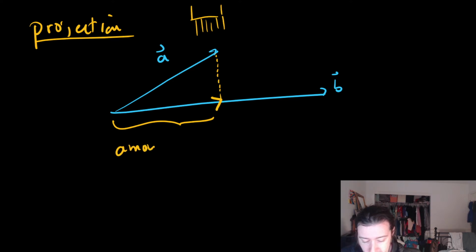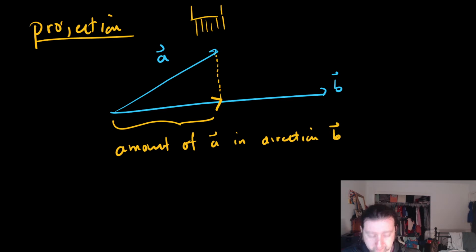So one way of thinking about this is the amount of A in the direction B. And it's a scalar. It's a number. That's what we mean by a scalar projection. So the scalar projection in some sense measures the length of the shadow, and the vector projection is a measure of the actual vector that points in that direction.